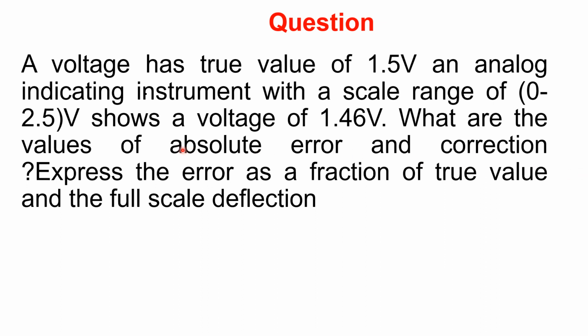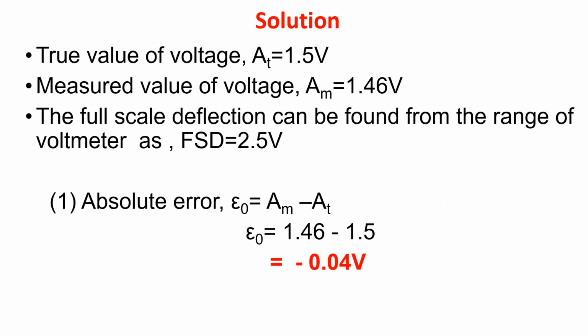So we have to find out absolute error. The formula for this is AM minus AT, the difference between the measured value and the true value. Correction is the negative sign of absolute error. And if you want to find out relative error, you can find the ratio of the calculated value of absolute error divided by the true value. Okay, so we'll see how we are solving.